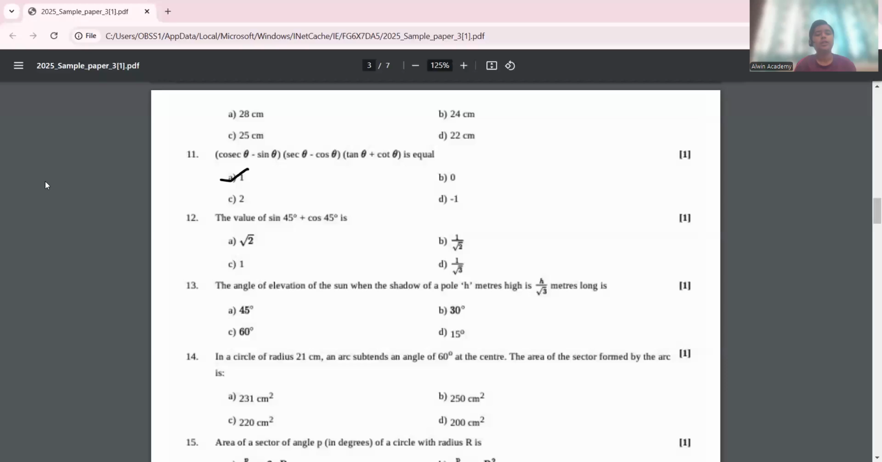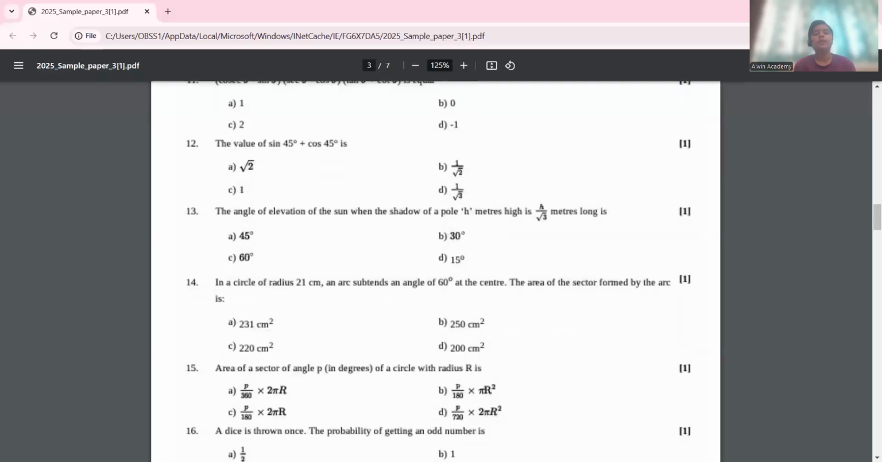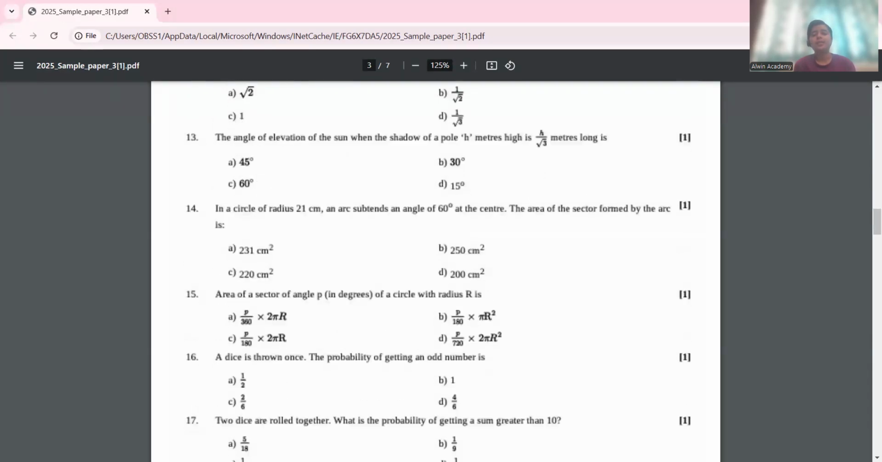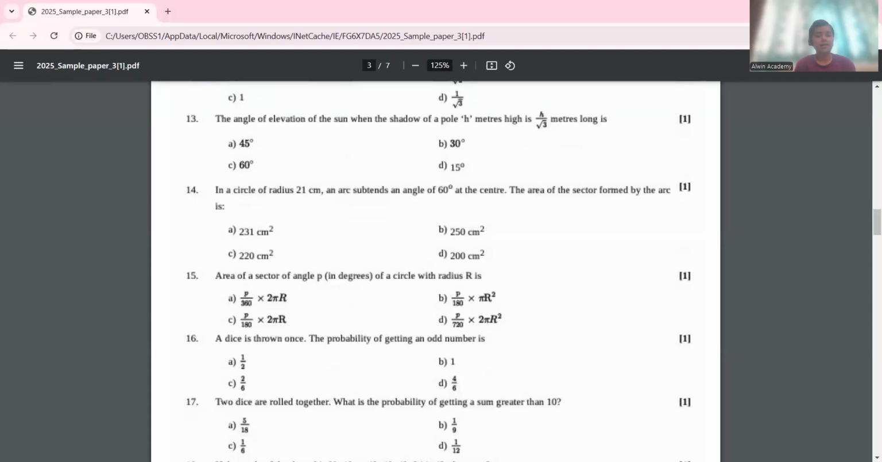Moving to the next question, the value of sine 45 degree plus cos 45 degree. Now sine 45 degree is 1 by root 2, and we have to add to it cos 45 degree, which is again 1 by root 2. 1 by root 2 plus 1 by root 2 becomes 2 upon root 2, or we can say root 2, option number A. Going to the next question, the angle of elevation of the sun when the shadow of a pole h meters high.